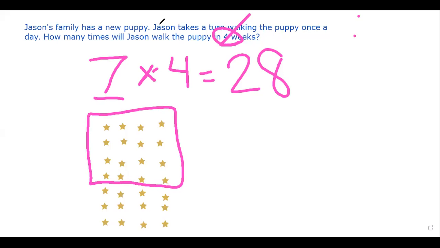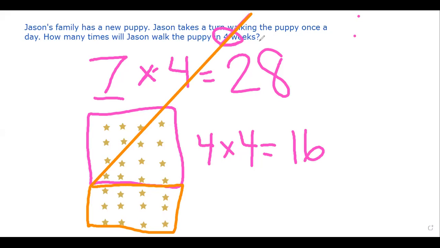I'm going to count my rows. 1, 2, 3, 4 rows times 4 in each column. And I have 4 times 4. Let's count the stars and see how many I have all together. 1, 2, 3, 4, 5, 6, 7, 8, 9, 10, 11, 12, 13, 14, 15, 16. So altogether, I have a total of 16. So 4 times 4 equals 16. I'm not done though, because now I need to write a multiplication equation for the array that's on the bottom.